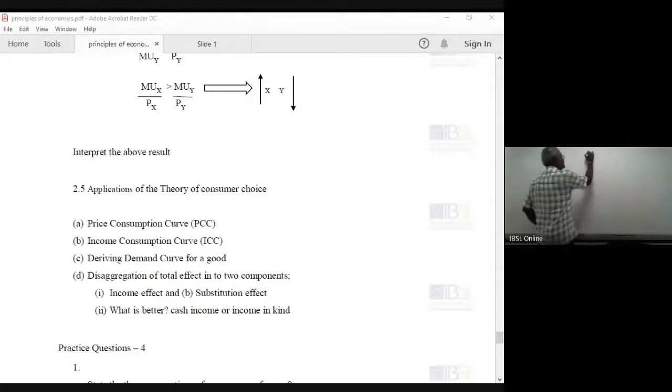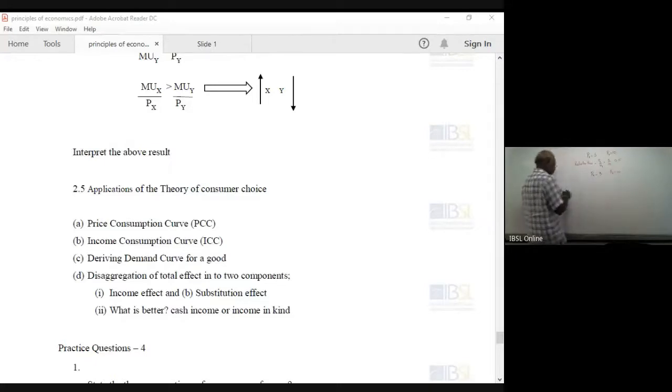Let's assume earlier Px equals 5, Py equals 10. Early example. So relative price is Px over Py. Px over Py is 5 over 10. That is 0.5. Price of X relative to Y is 0.5. Now let's assume Px decreases to 3. Py constant, Py same.